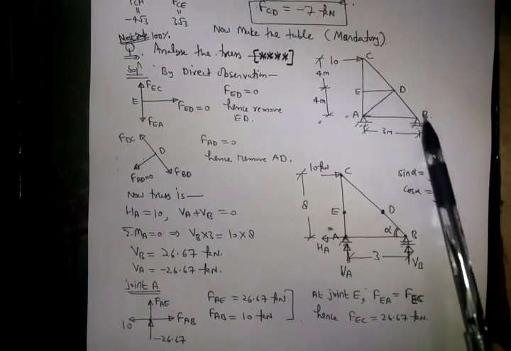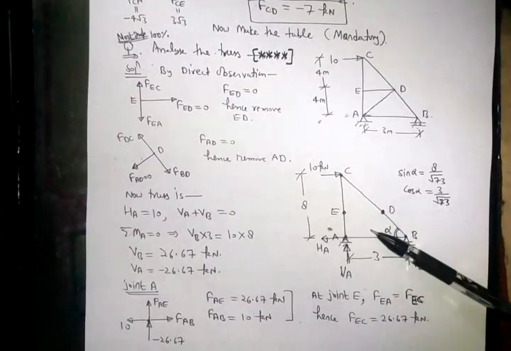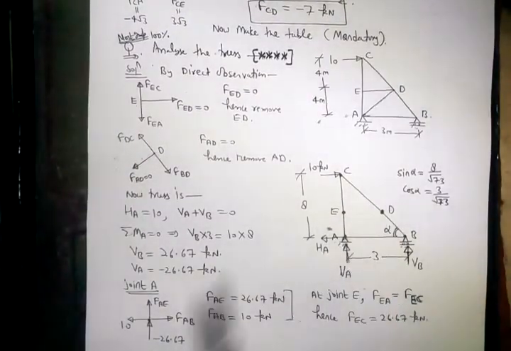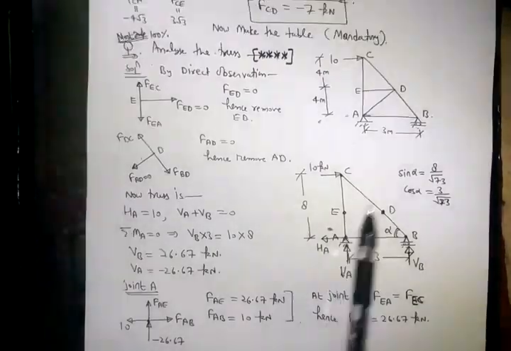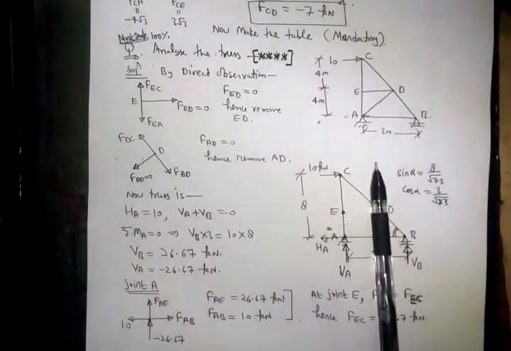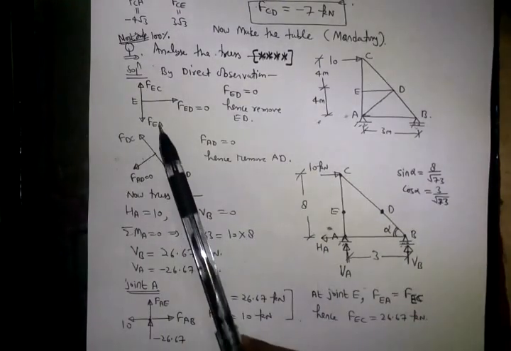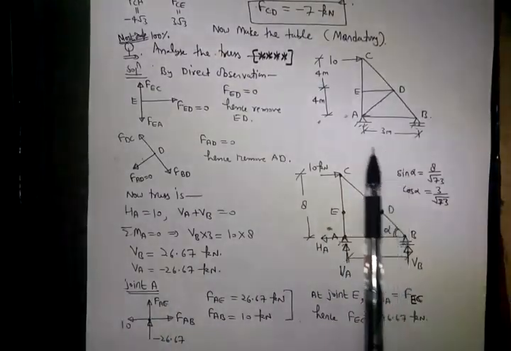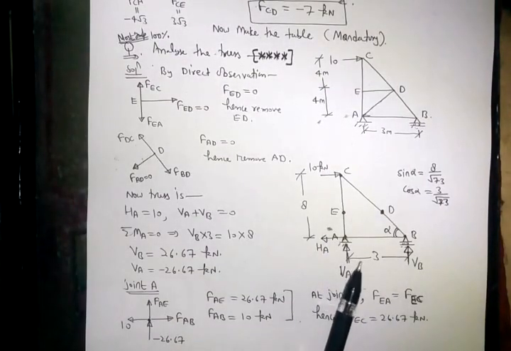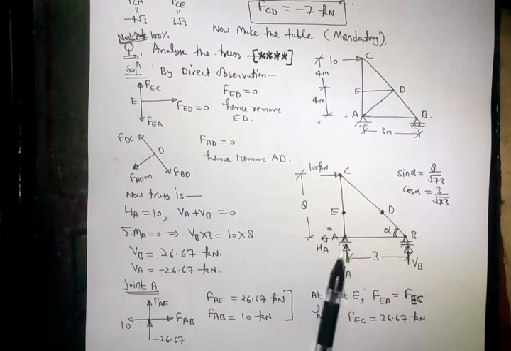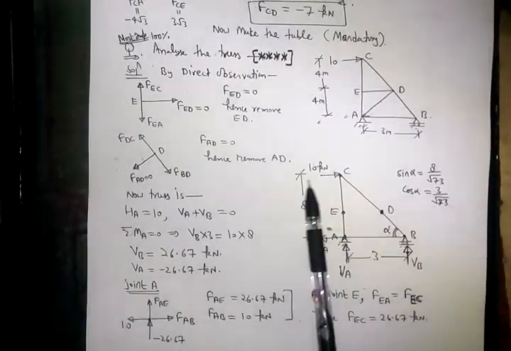Force in CD and CB will be equal. So we can write the truss like this. Remove these two members. Now we can analyze by taking joint C. I can find out by taking joint C, or I can start from this joint. Direct observation, because this is 10 force.